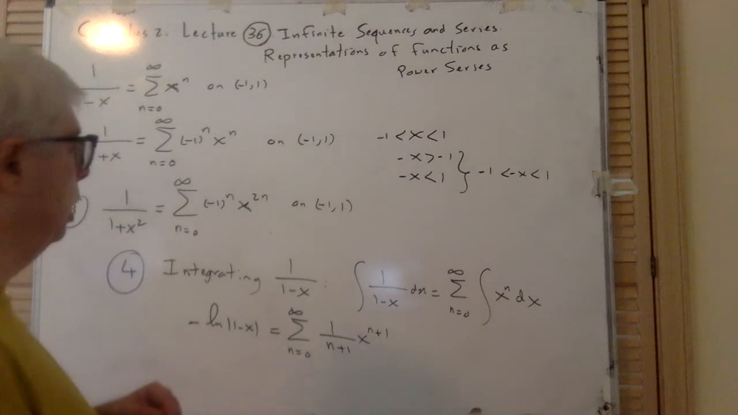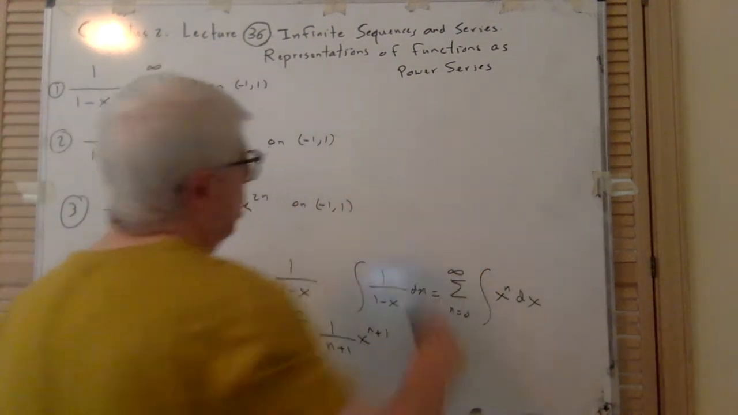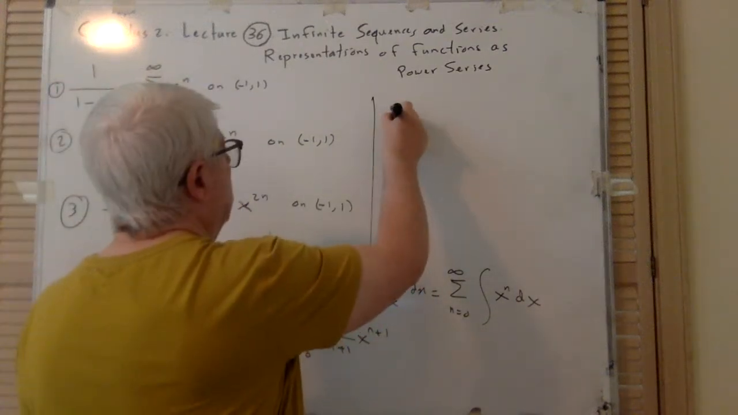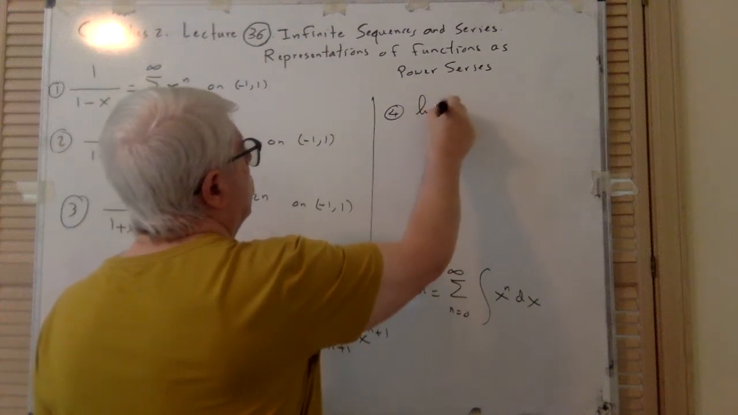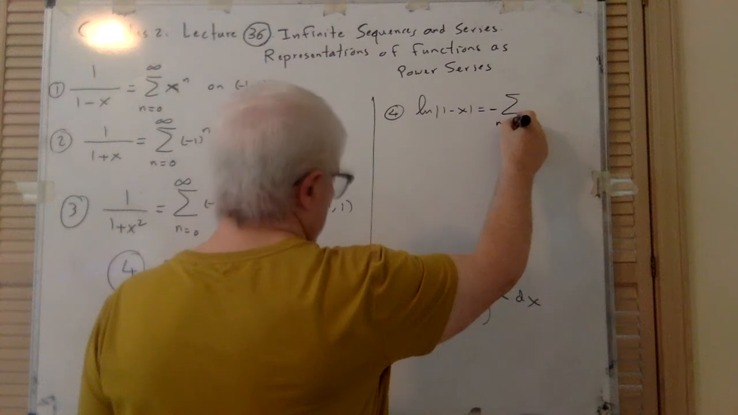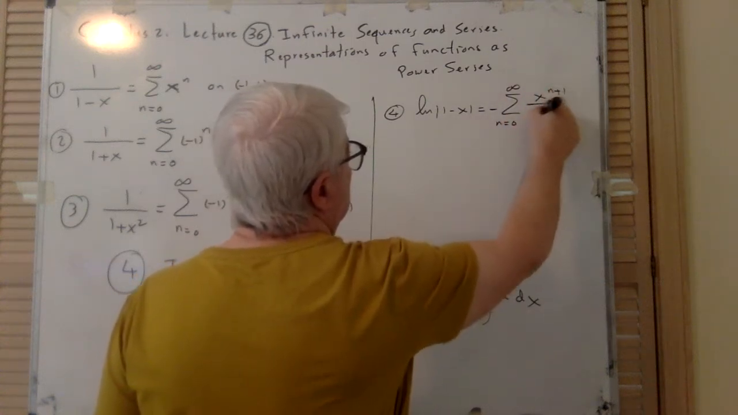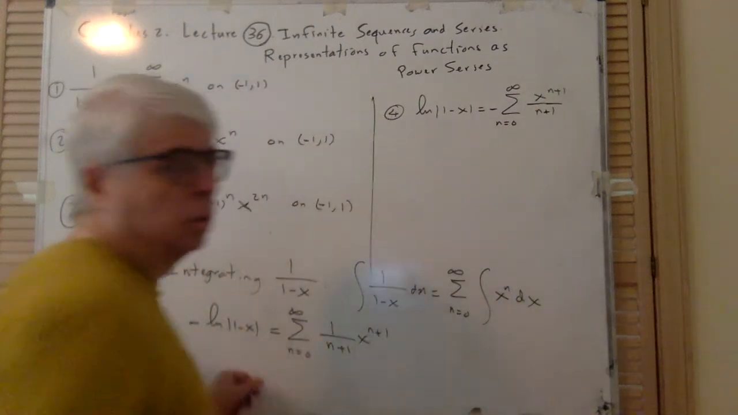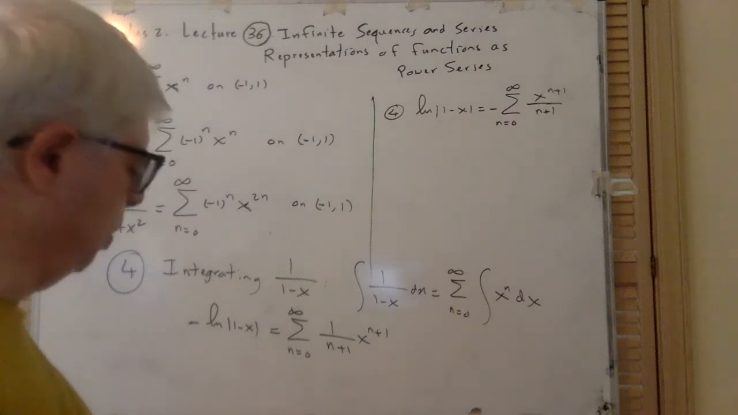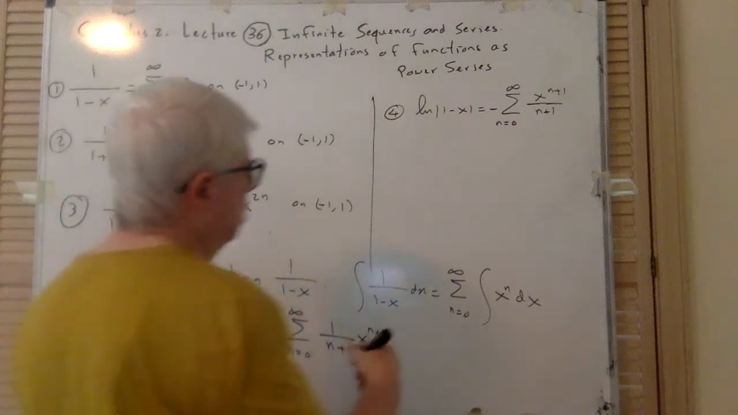So, it tells me that ln of 1 minus x, in fact, gives me an interesting and amazing formula. Number 4 gives me ln of 1 minus x is in fact minus sigma n from 0 to infinity of x^(n+1) over n plus 1. Okay? And let's find the interval of convergence. The interval of convergence includes this, but let's try.